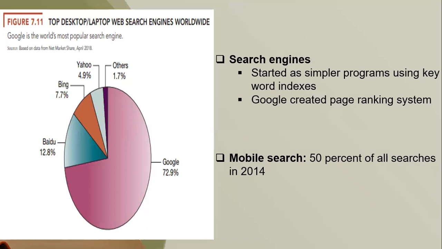72.9% use Google, 12.8% Baidu, 7.7% Bing, Yahoo 4.9%, and others 1.7%.